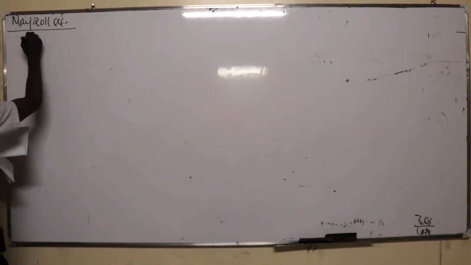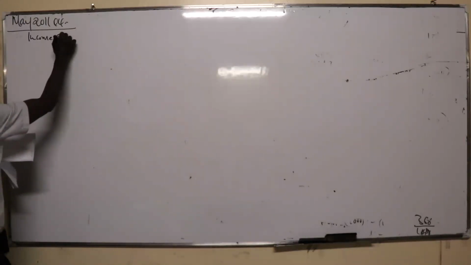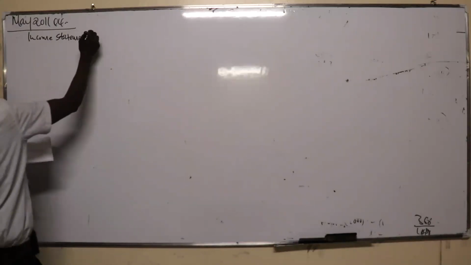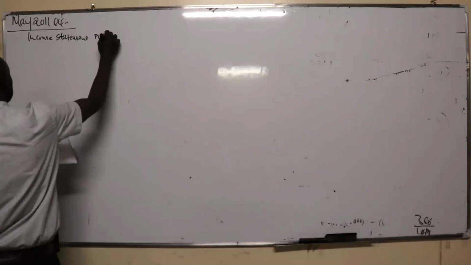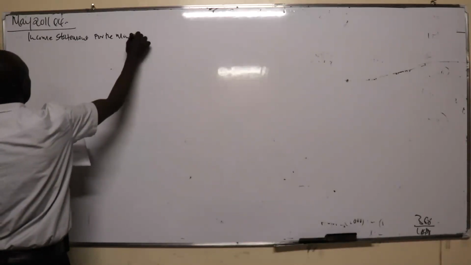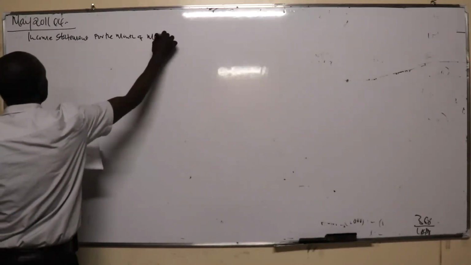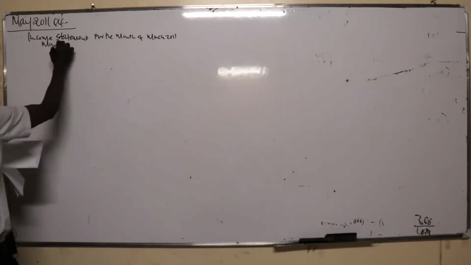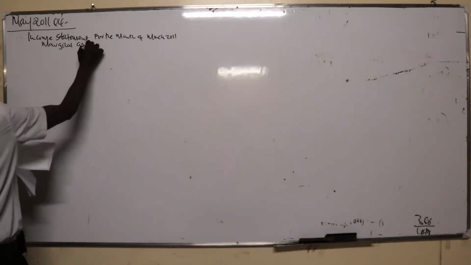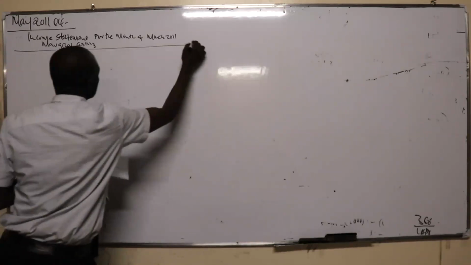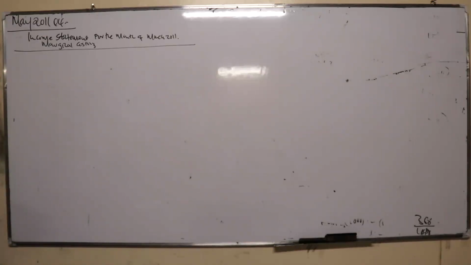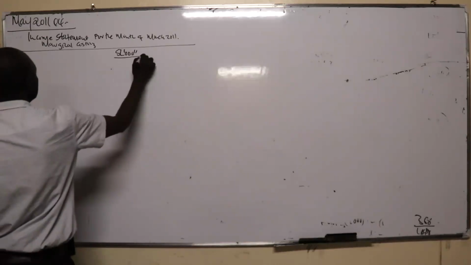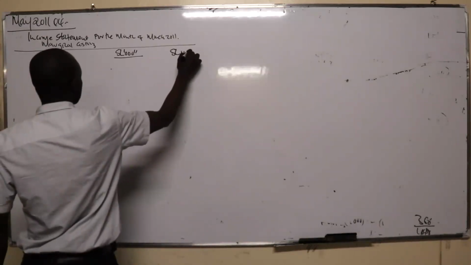Income statement for the month of March 2011, marginal costing. So here we have shillings in thousands.